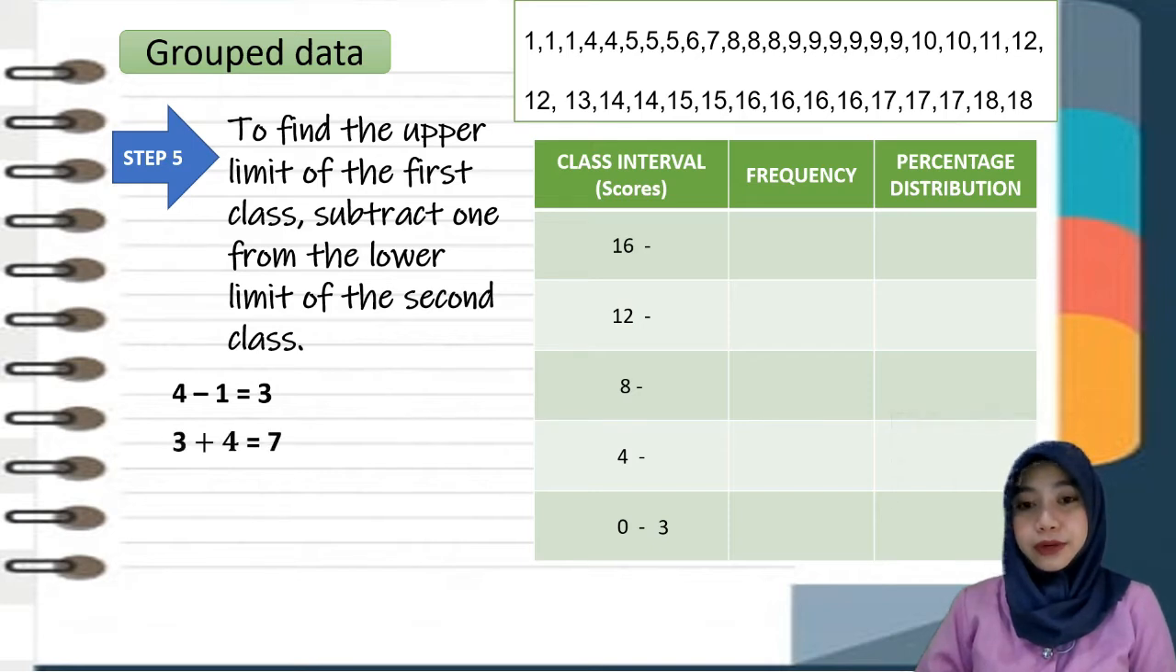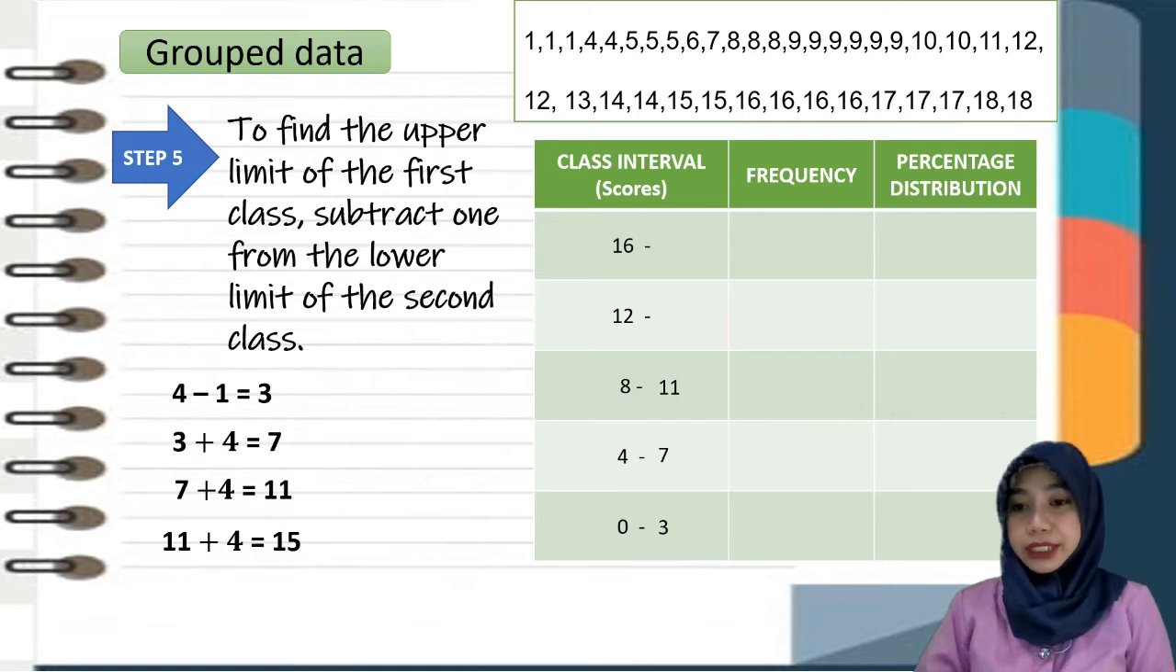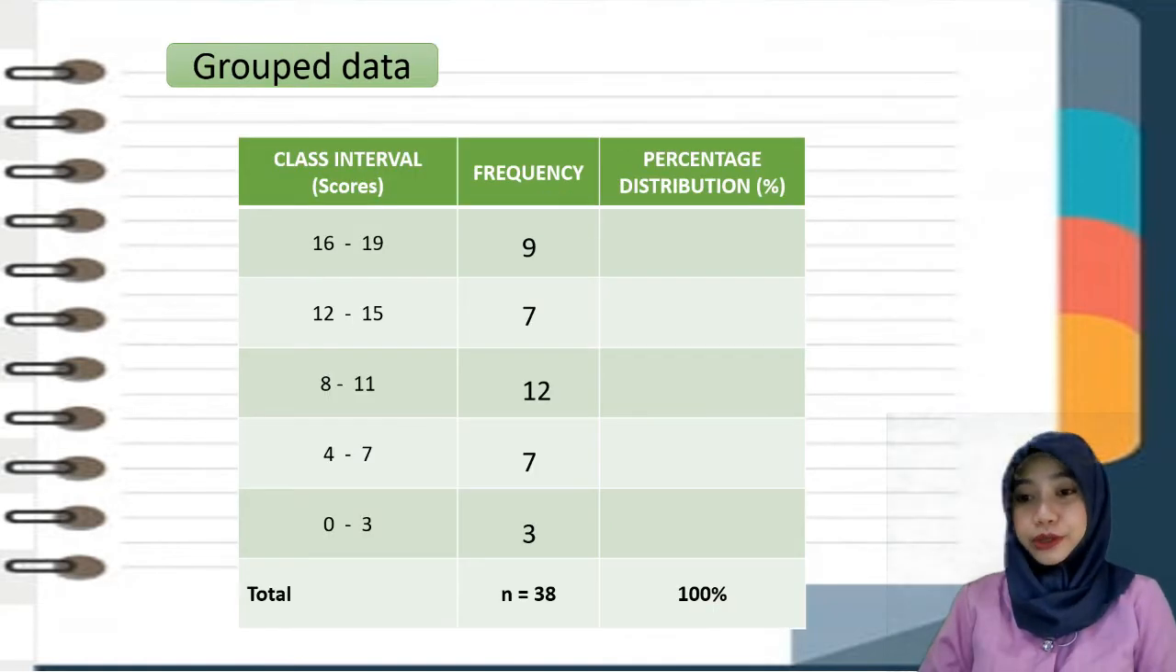Next, from 3, we will add 4, which is the class width. So we have 3 plus 4 equals 7. And then from 7, we will add again the class width, which is 4. And now we have 11. And from 11, we will add again the class width of 4. So we have 15. And then from 15, add again 4. Now we got 19. And those are the upper limits of our class interval. We were now able to complete the first column of class interval using the lower class limit and the upper class limit. Now, let's proceed with the frequency.